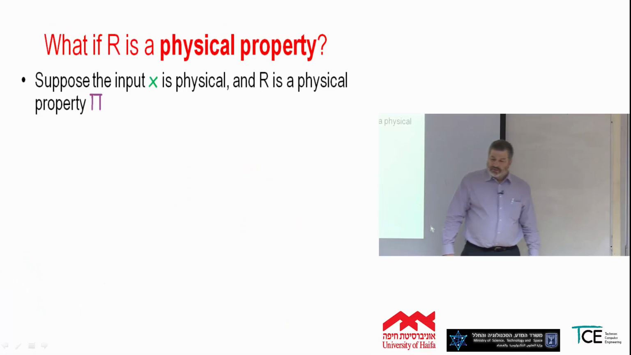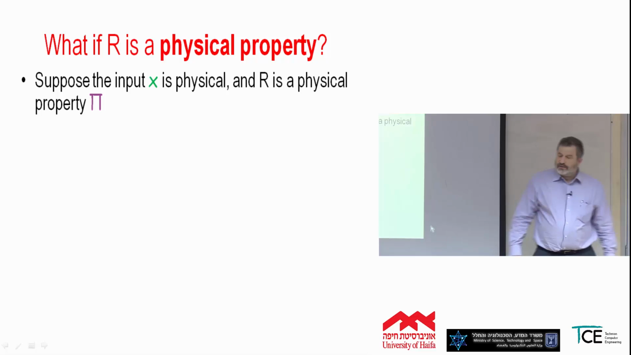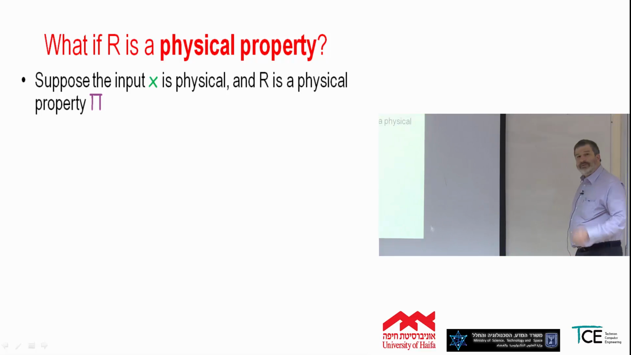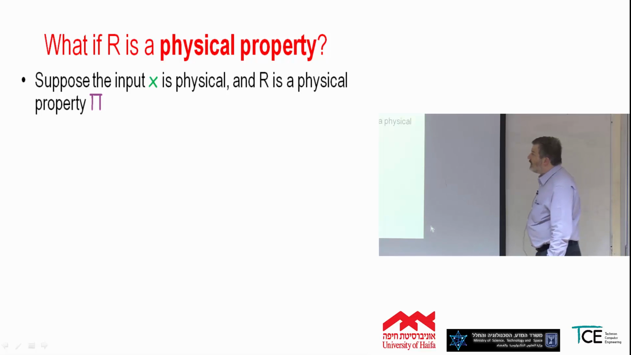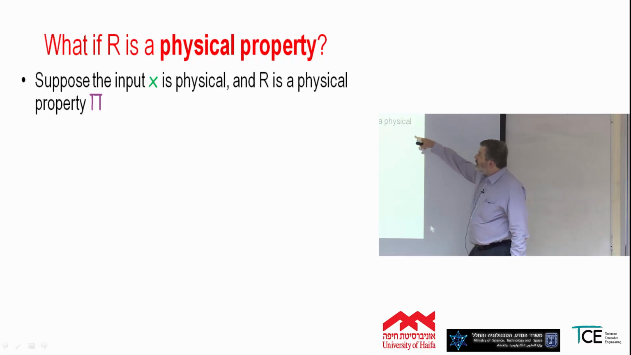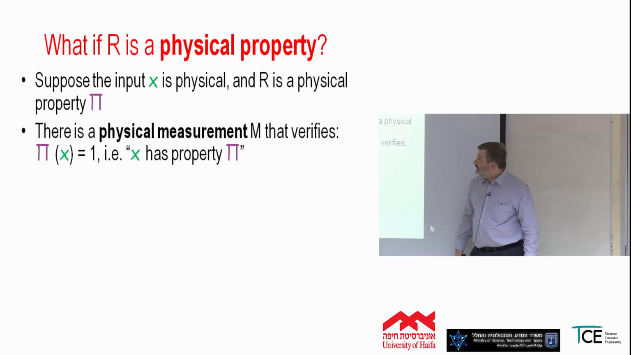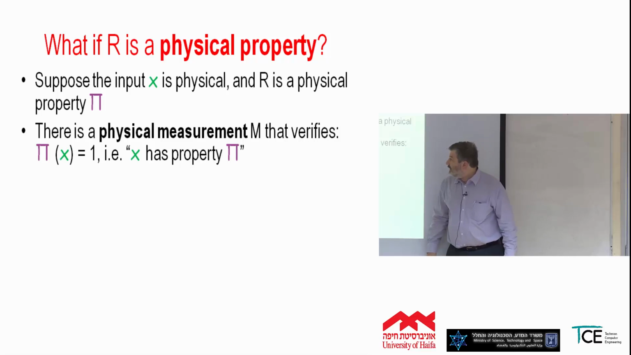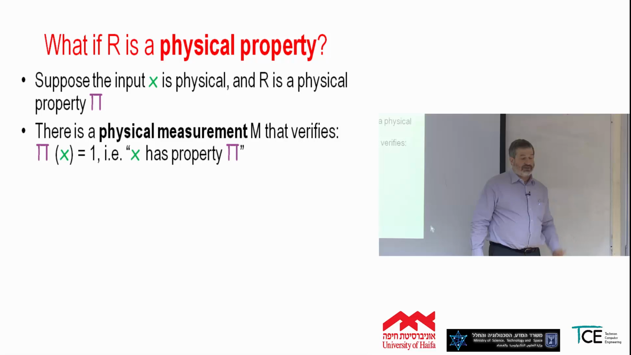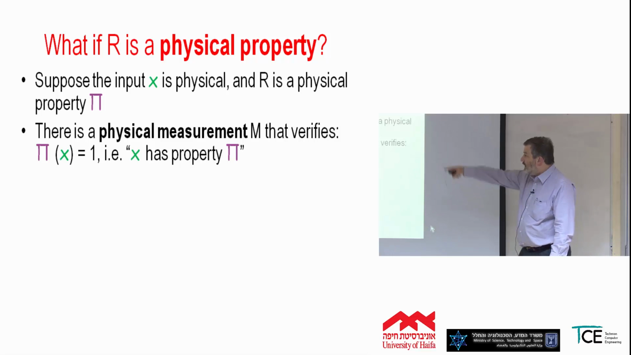Okay, so now what I want to talk about is the case, what happens if R is not a mathematical relation, but a physical property. The input X is physical, and R is a physical object, and R is some physical property of this object. So there is a measurement, and the measurement can convince anyone who can take it that it indeed has the property.